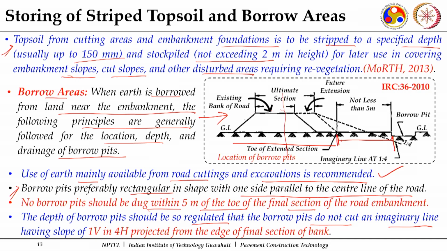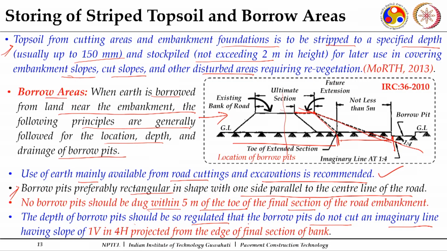If I am doing, say, this is the widening part which is to be attempted, and this is the width up to which it is attempted, then an imaginary line is drawn here with a slope of 1:4, and this should not cut the borrow area. This is again to make your structure stable enough. So, it says the depth of borrow pit should be so regulated that borrow pits do not cut an imaginary line having slope of 1 vertical in 4 horizontal, projected from the edge of final selection of bank. So, this is to be finally selected for your embankment bank which is getting created.